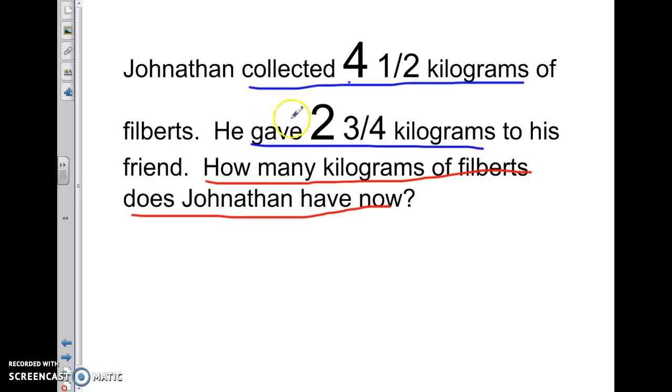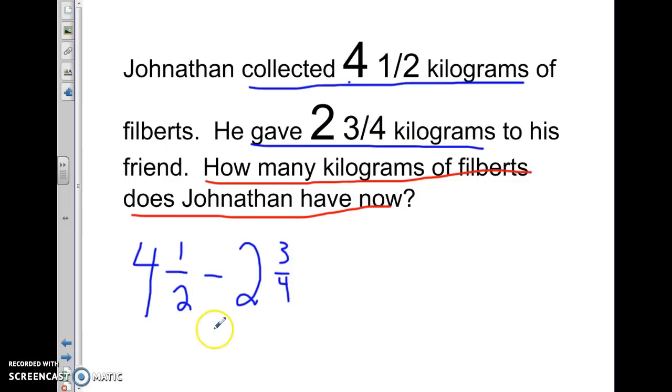He didn't then collect another 2 3/4 kilograms. He gave away 2 3/4. So how much he has now is how much he has after he's given away this amount from this original amount that he had. So that means I'm going to be using subtraction, right? I'm going to start with the amount that he's collected, 4 1/2. I'm going to take away 2 3/4.